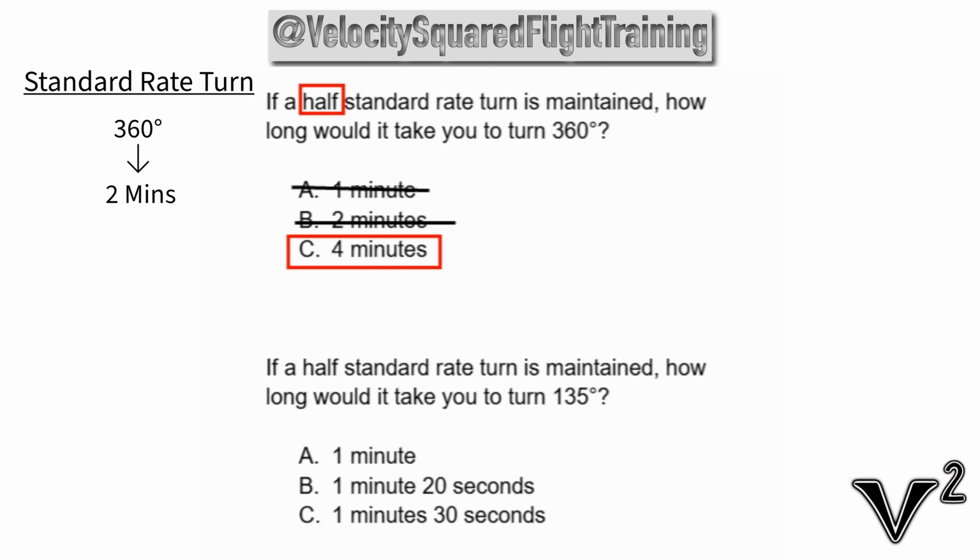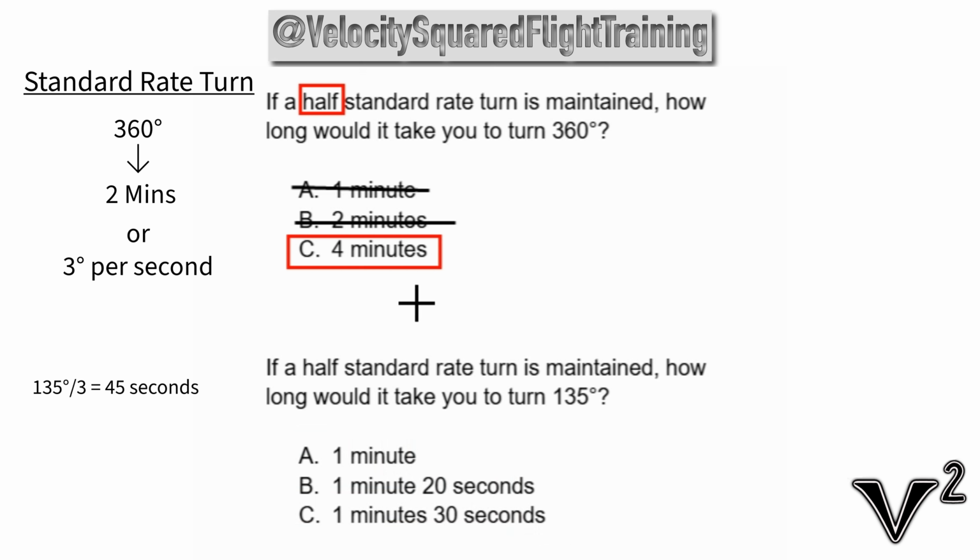Now, the other way you can think about standard rate turn is if you're going to go 360 degrees in 2 minutes, that means you're going 3 degrees per second. Okay, 3 degrees per second. If you're going 3 degrees per second, how long would it take you to go 135 degrees? Well, you do some math. 135 divided by 3 equals 45 seconds. So do you see 45 seconds here?